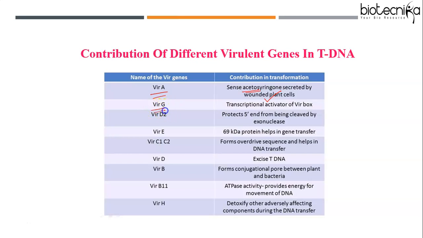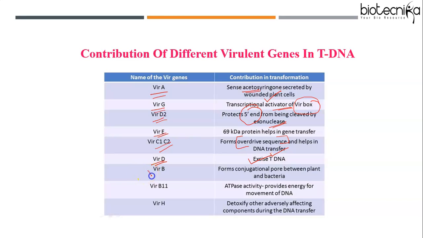VirG is a transcriptional activator of the vir box. The vir box leads to the activation of other virulence genes. VirD2 protects the 5' end of the T-DNA from being cleaved by exonuclease. So basically its function is protecting the 5' end. VirE helps in the gene transfer. C1 and C2 form the overdrive sequence, and that will also help in DNA transfer from the bacterium to the plant. VirD is responsible for excising the T-DNA.